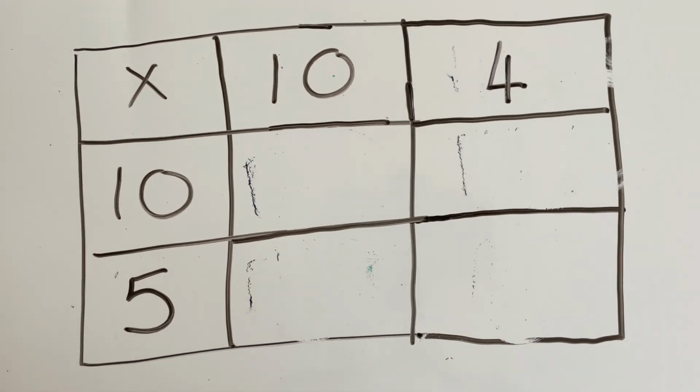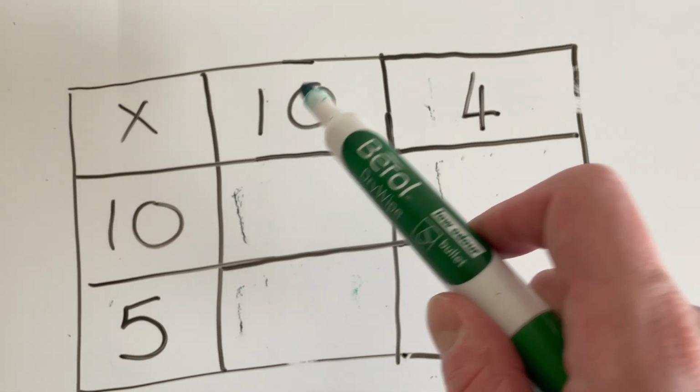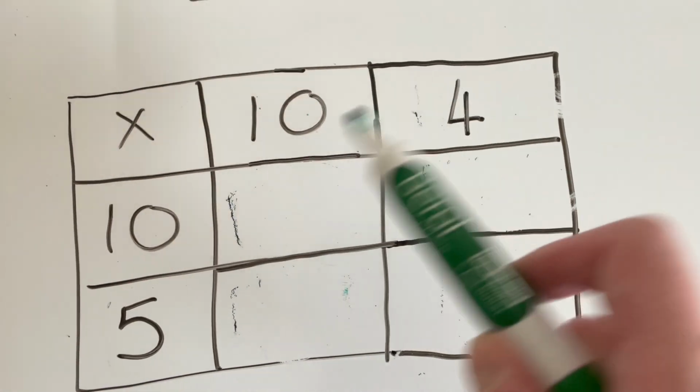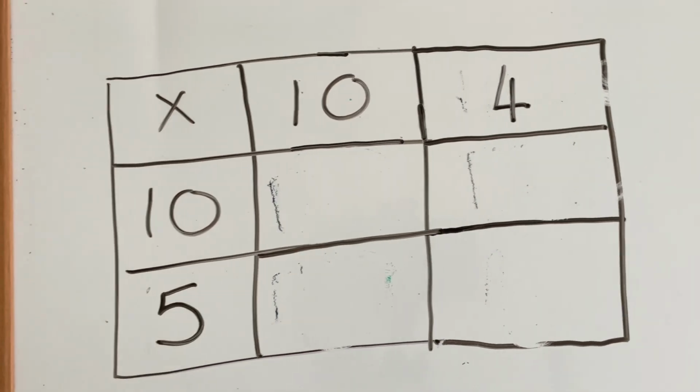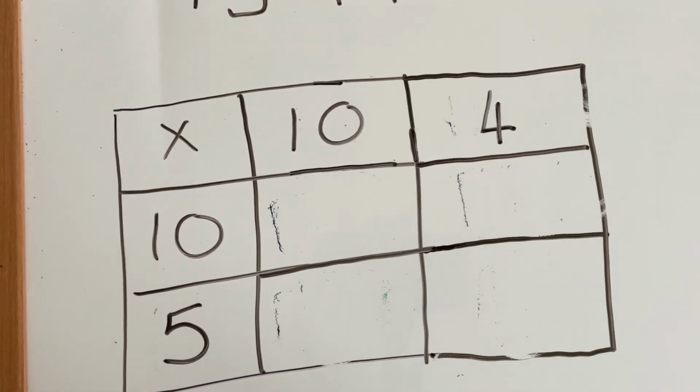Hopefully you should have something like this. It doesn't matter if your 5's here and your 10's there and your 4's there and your 10's there, or whether you've got 15 at the top and 14 down the side. That does not matter, as long as you have got 10 and 4 and 10 and 5.